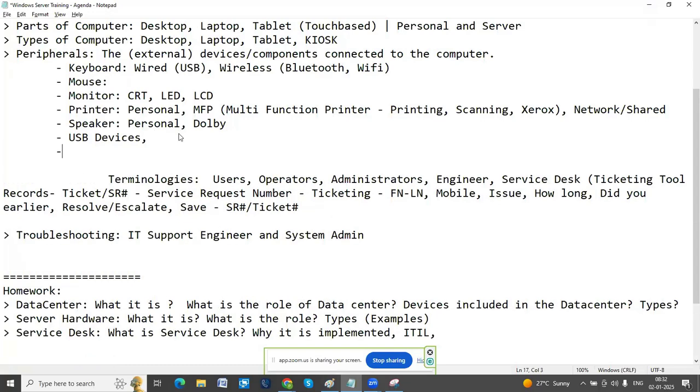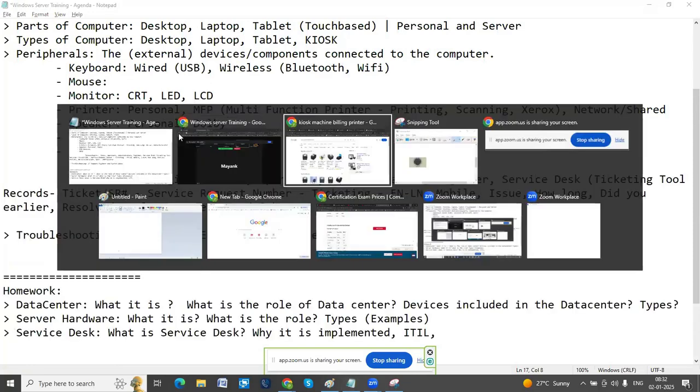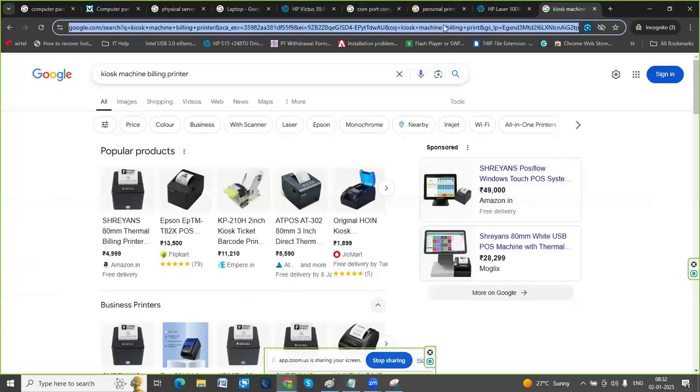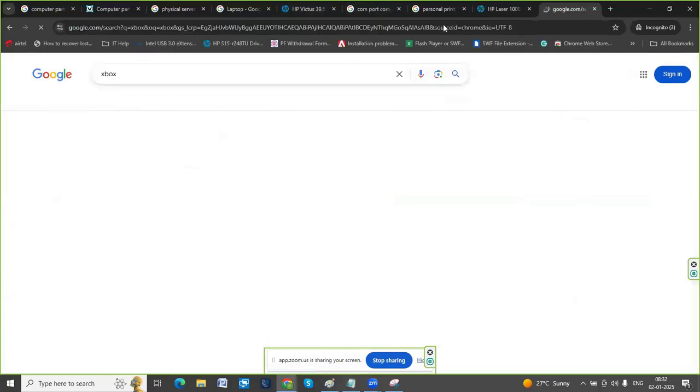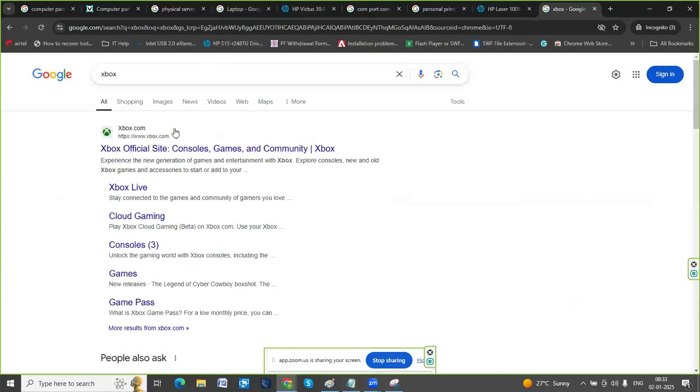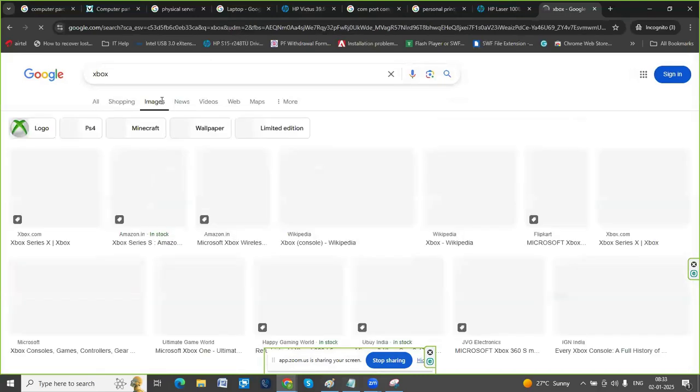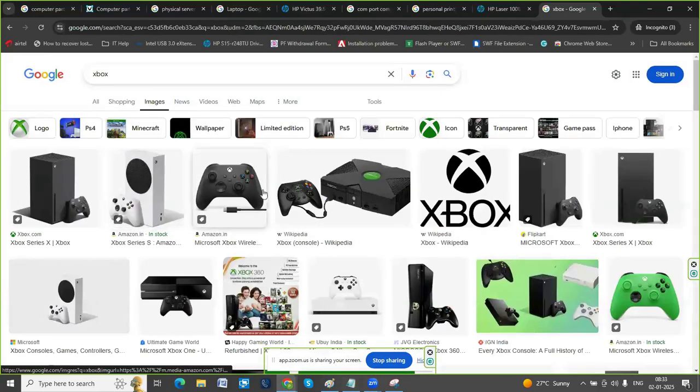Are you aware of this word? Yes. What is this Xbox? Let's Google it. If I don't know gaming consoles, no problem. If I don't know, we will learn it. Xbox is a Microsoft product. It's used for gaming purposes. Do you use this word?